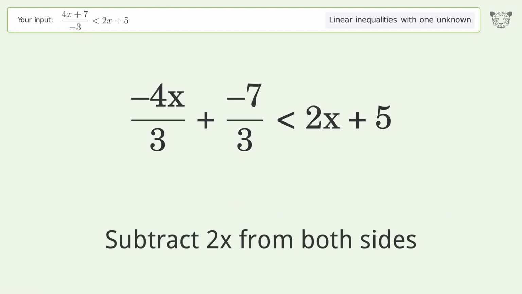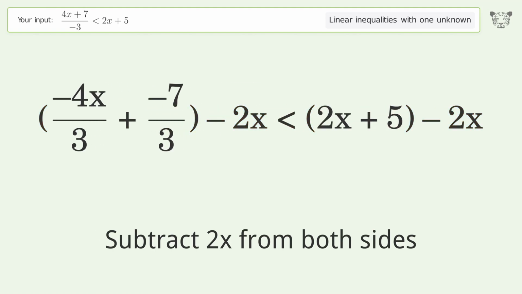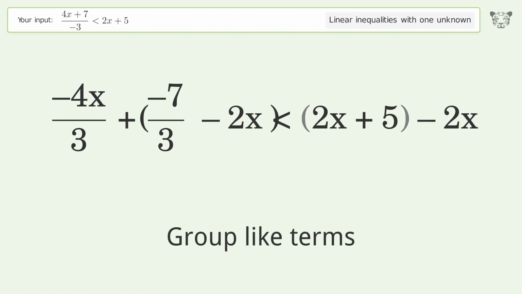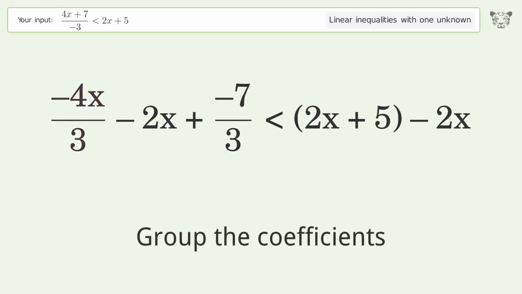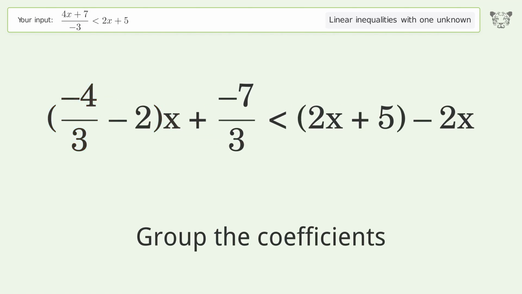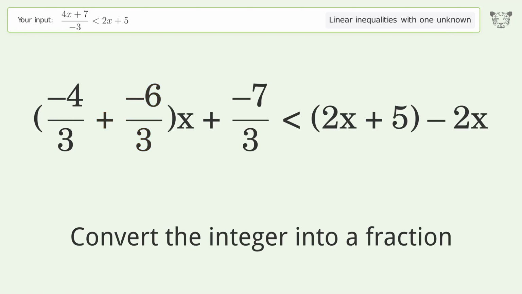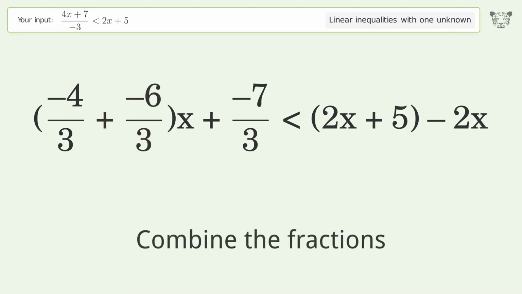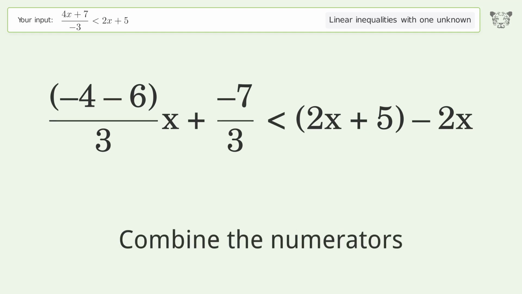Subtract 2x from both sides. Group like terms. Group the coefficients. Convert the integer into a fraction. Combine the fractions. Combine the numerators.